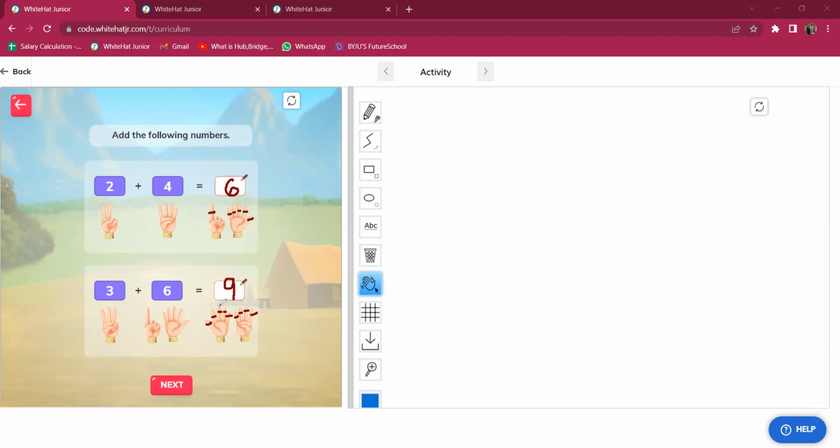So you can use your fingers to add. So 2 plus 4 equals 6. And 3 plus 6 is equal to 9. Let's move to the next question.